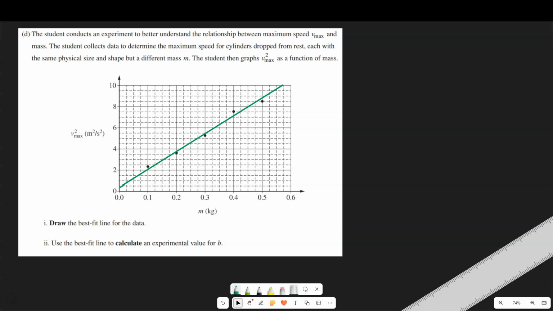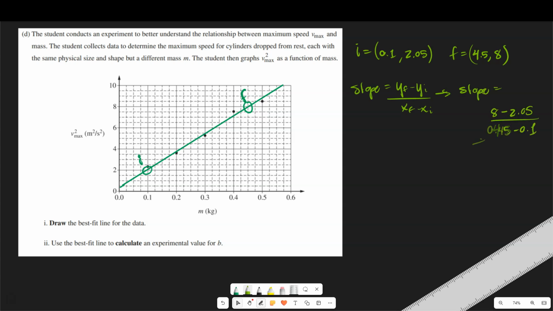So for part two, it says, use the best fit line to calculate an experimental value for B. All right, so we want to pick 2 points on the line. 2 points on the line, not 2 points from our data. This is a really important point. You will not get points if you pick 2 points from your data. And the reason for that is we are much more confident of the general trends than we are of any individual data point. So let's just try to pick 2 points here. All right, so I've got my 2 points picked here. I've circled them on the graph. This is my initial point over here and my final point. And then I'm just going to calculate the slope really quickly.